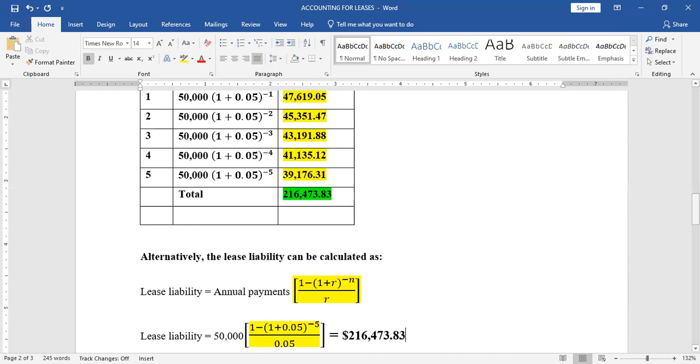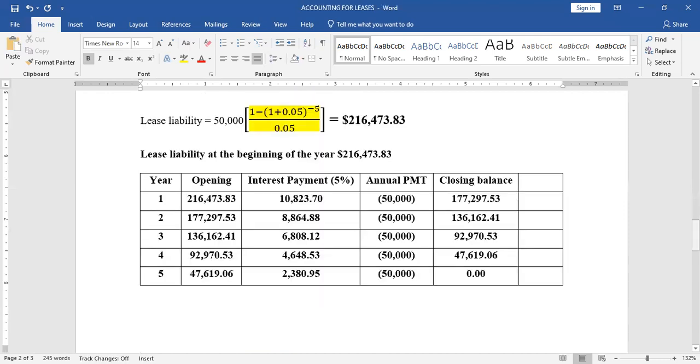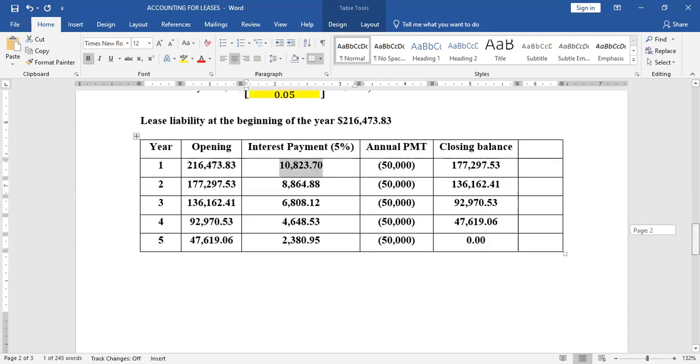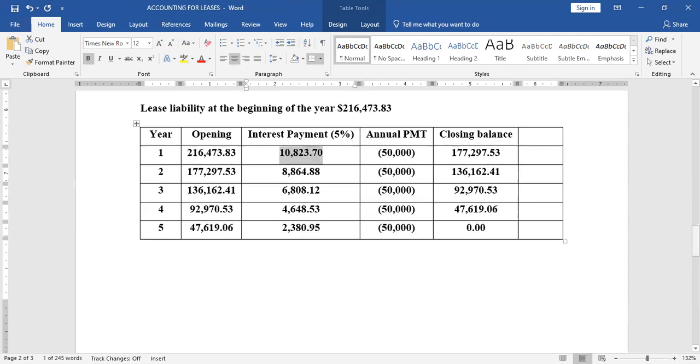So I proceed now to show you how the lease gets to be amortized. So you see, if you look at this one, 216,473.83 will become the opening balance of lease. So we have the opening balance there, which we're assuming is 1st January, and then we need to calculate the interest. The interest rate of this amount, 5% of that, is 10,823.70. This interest is the one which goes under finance cost in the income statement. You see the extract of the income statement.